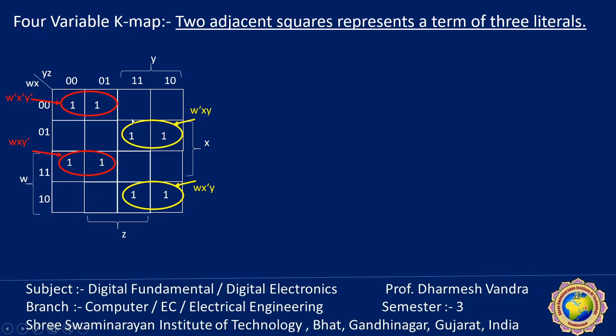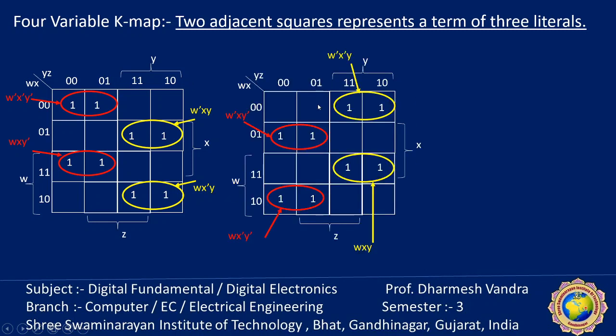See the yellow one, the first one. Here the common thing is that W and X are 0, 1, so W dash X. And Y is 1 in both cases, so Y, while Z varies, so the 3 literals are W dash X Y. Similarly, in this below yellow circle, WX dash Y: WX is represented by 1, 0, so W X dash. If it is 1, it is represented by W. Here X is 0, so it is represented by X dash. And Y is also 1, so we say Y.